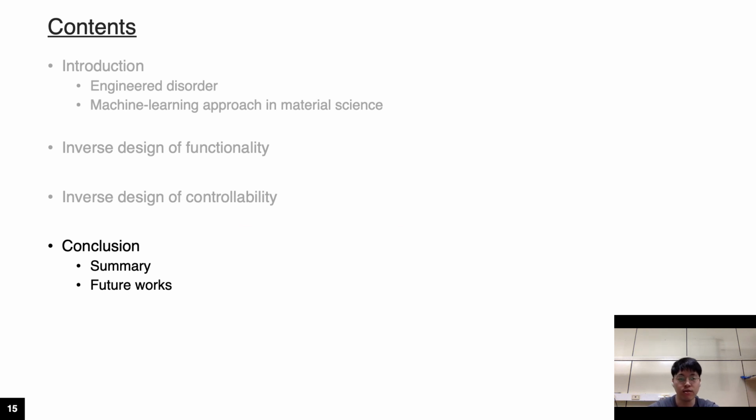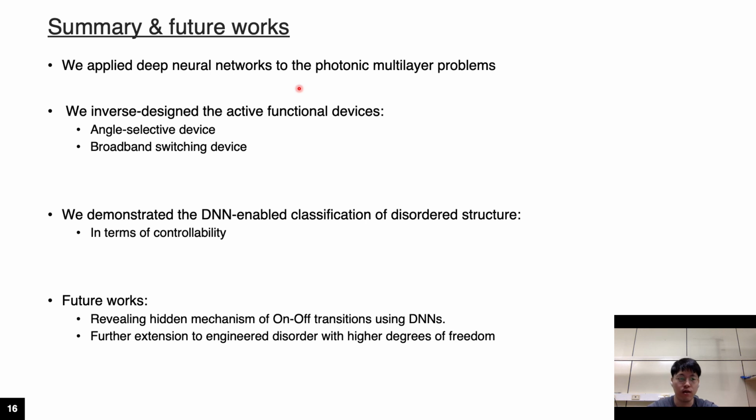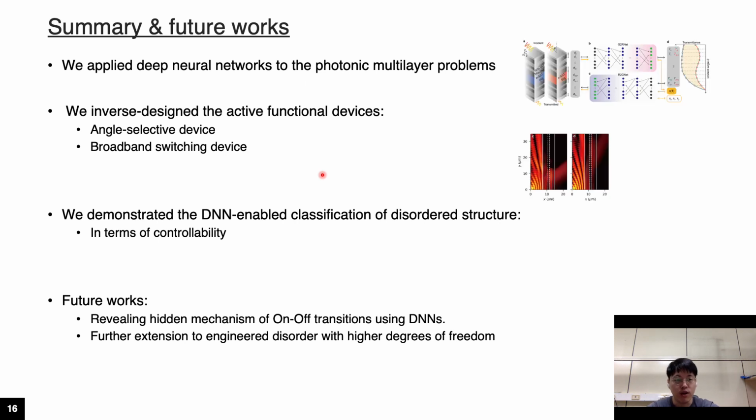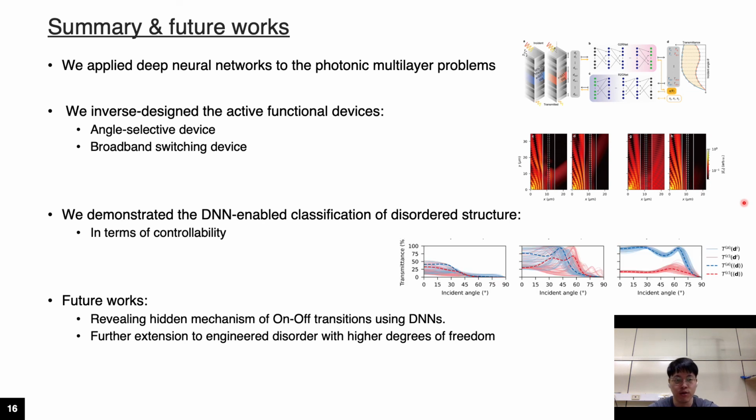So finally, the conclusion section. To summarize, we applied deep neural networks to the photonic multilayer problems, and we inverse designed the active functional devices such as the angle selective device or broadband switching device, and we demonstrated the DNN-enabled classification of disordered structures, especially in terms of controllability. So in the future, we are going to reveal the hidden mechanism of on-off transition using DNNs, or we are going to further extend to engineer disorder with higher degrees of freedom. So this is the end of my presentation, and thank you again for your attention.